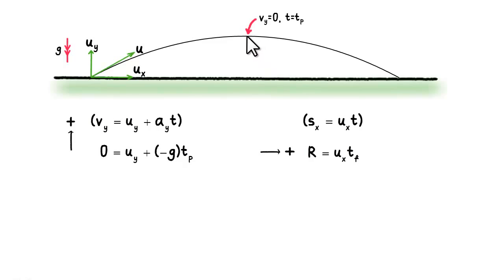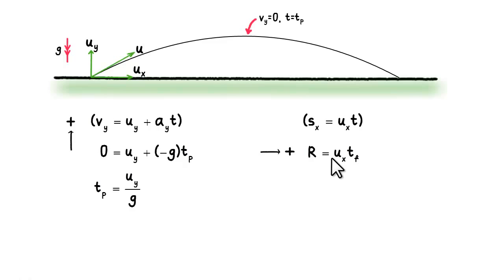Since the vertical velocity at this point is 0, we put Vy to be 0, Uy to be Uy, and of course, the acceleration is downward g. And for time, we write Tp, which represents the time for the projectile to rise to the top. So with this, we solve Tp equals Uy divided by g.